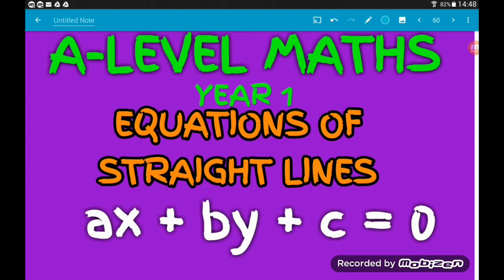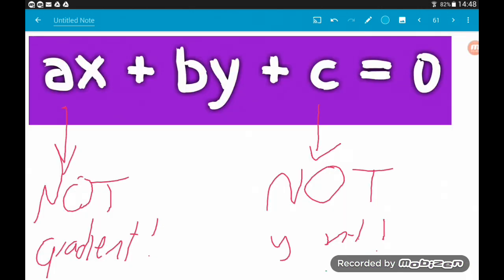A, B and C are all integers, so when we write equations in this form we don't have any fractions at all, so it does make it look a bit nicer in that respect. So there are a couple of things to be aware of when writing equations in this form. The coefficient of x is not the gradient here.